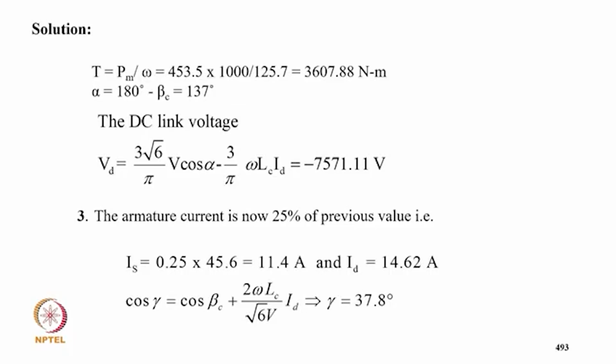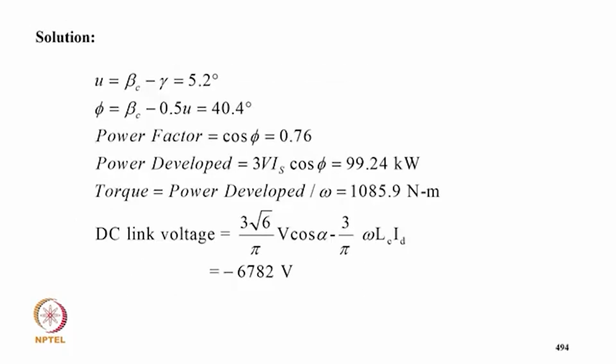DC link voltage VT equal to 3 root 6 upon pi cos beta cos alpha minus 3 upon pi omega L_C I_D, that comes to minus 757.11 volt. Armature current is now 25% of rated, so IS equal to 0.25 times 45.6, that is 11.4 ampere, and ID equal to 14.62. Cos gamma equal to cos beta plus 2 omega L_C I_D upon root 6 V, that is gamma comes to 37.8 degree.